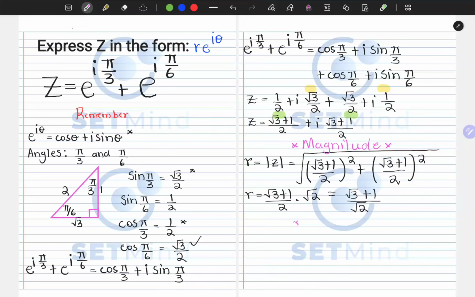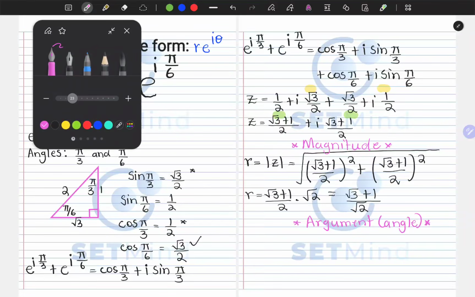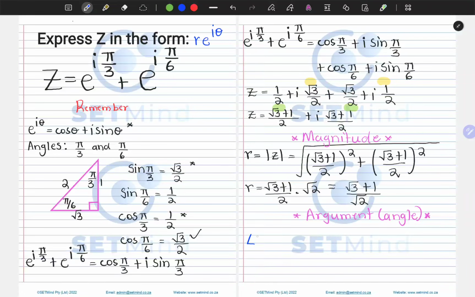The next thing we are going to look at is the argument, or in simple terms, the angle. How we find the angle, if you remember, the argument of z will be the inverse tan of, because both of them are positive, meaning in the first quadrant, we are just going to divide them. So it will be square root of 3 plus 1 divided by 2, all divided by square root of 3 plus 1 divided by 2. This gives you 1, and the inverse tan of 1 gives you pi over 4.